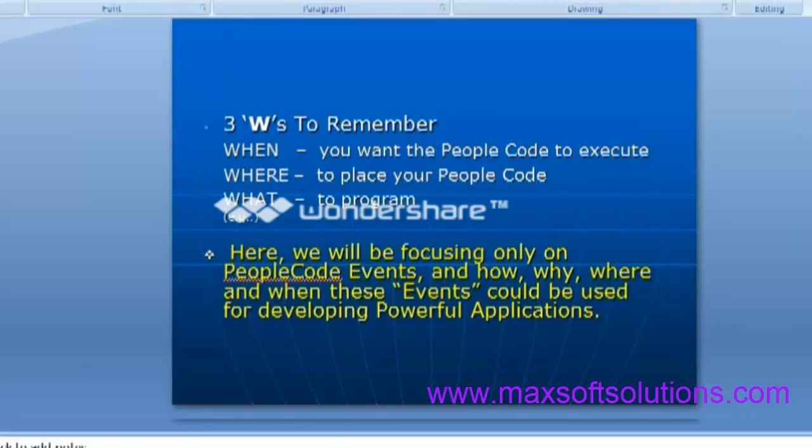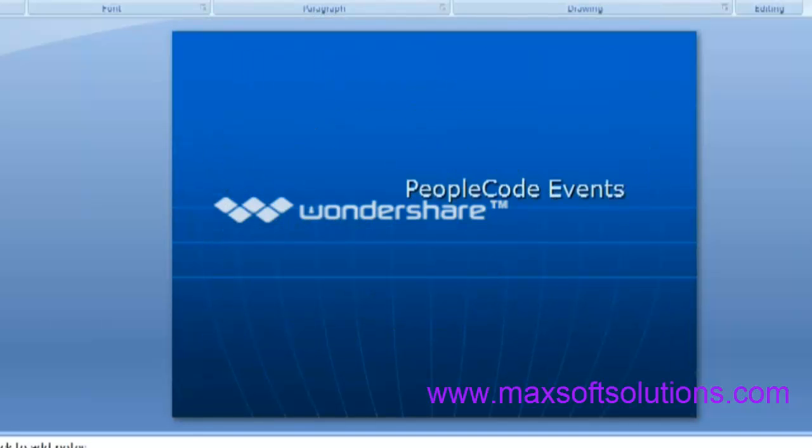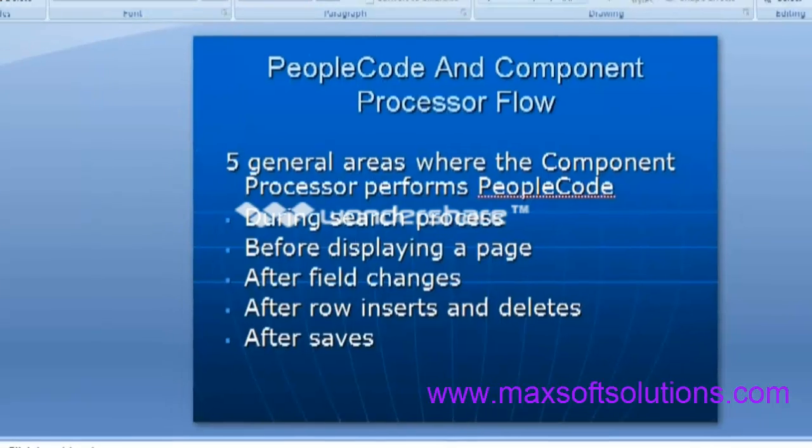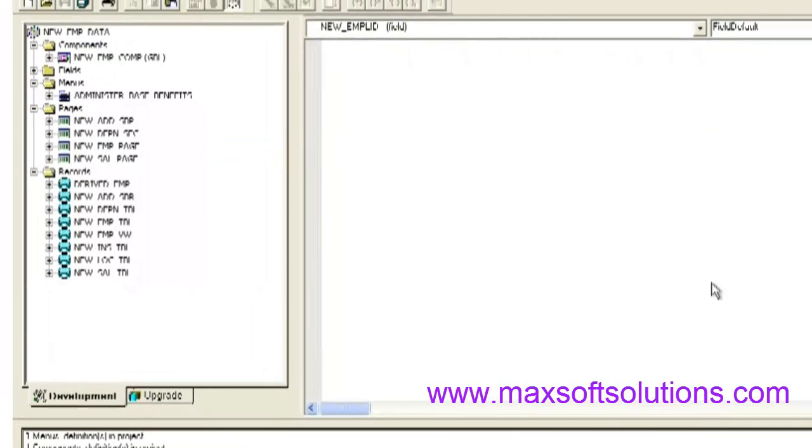What is the slide? General areas of PeopleCode. Five general areas of PeopleCode. Apart from this, there is no possibility to write the code. Why? Because, just as an example, we will log on to our component.